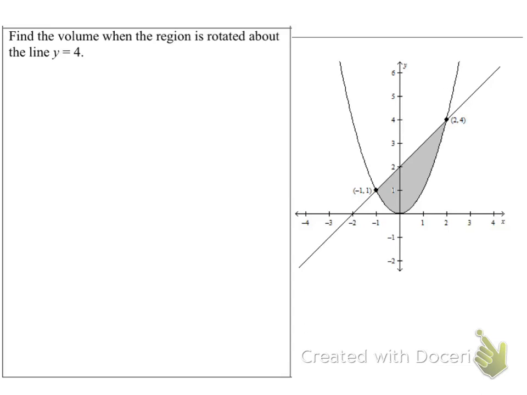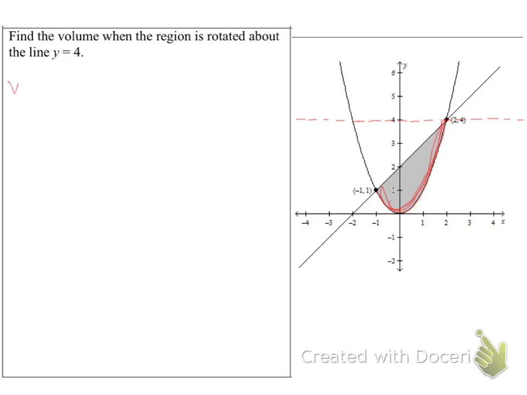Let's look at the next one. It says find the volume when the region is rotated about the line y equals 4. It's always a good idea to draw that line on your graph. So I have that line there. This is where you have to pay attention to which one is the outer function and which one is the inner function. The outer function is the one that is farthest from the axis. So the outer function in this case is going to be this guy right here, which is the x squared.